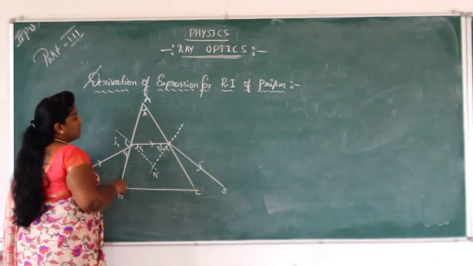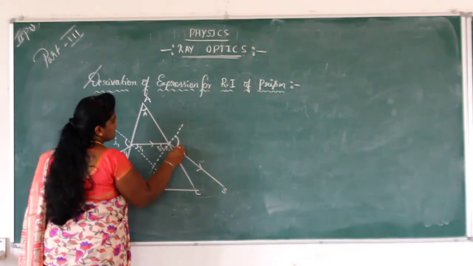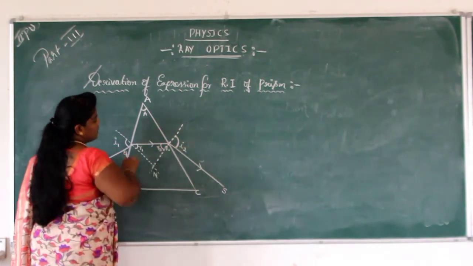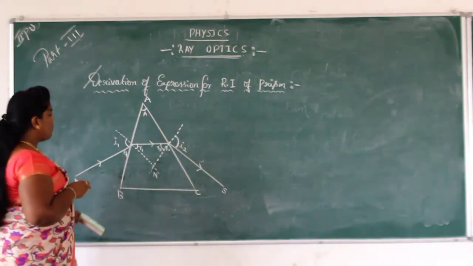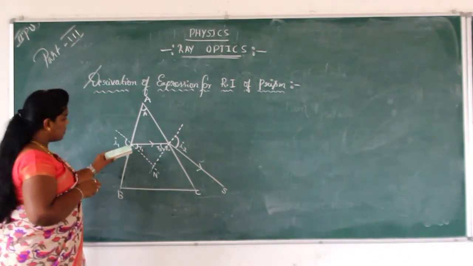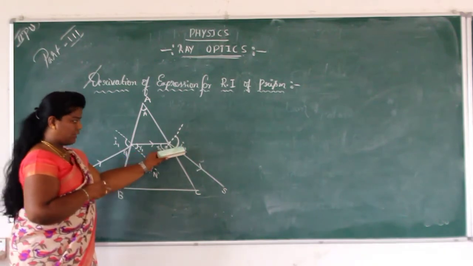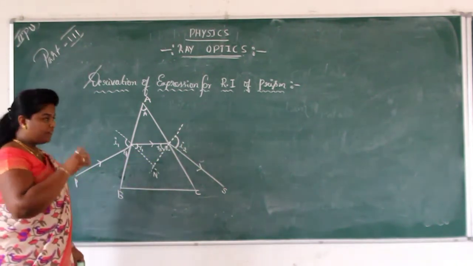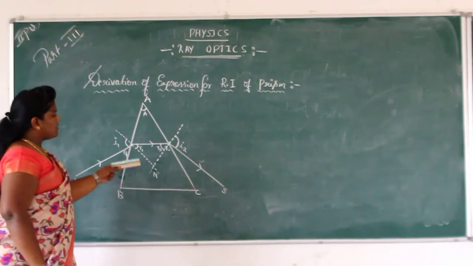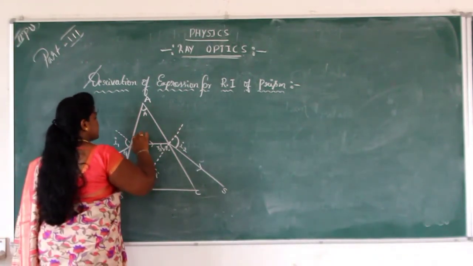Similarly, the angle of refraction for the second face is considered as I2. So I1 and R1 are the angle of incidence and the angle of refraction for the first face, and R2 and I2 are the angle of incidence and the angle of refraction for the second face. To understand this clearly, see my dear students.